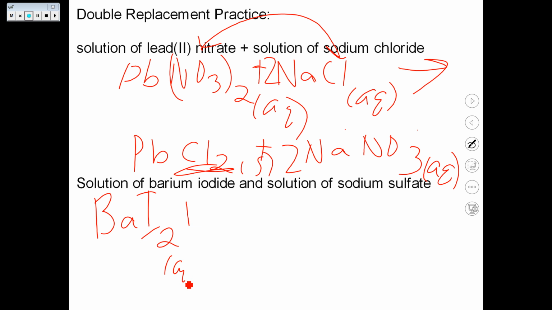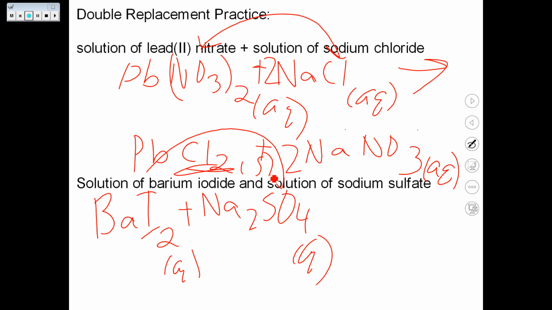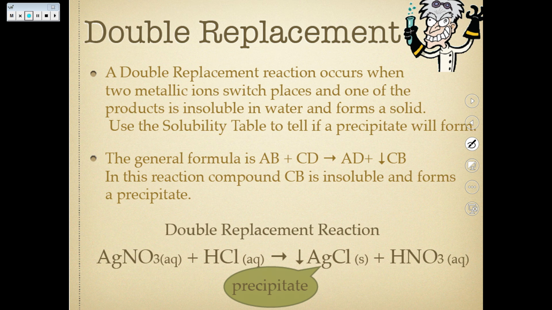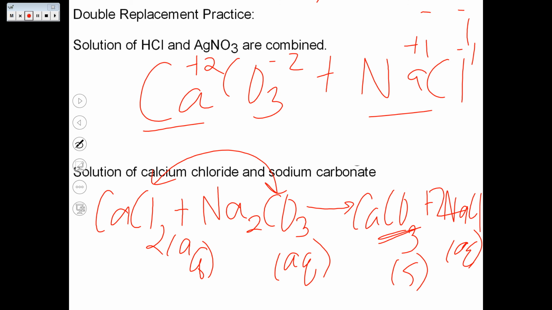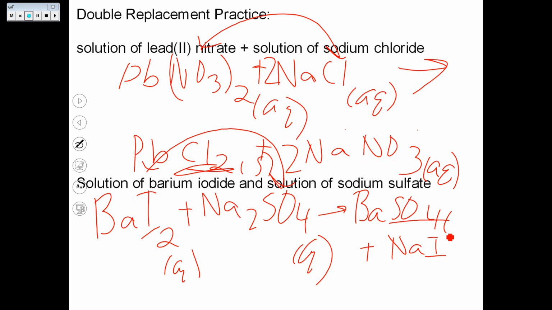BaI2 AQ plus Na2SO4 AQ. The Ba and the SO4 are going to switch places, so we will have BaSO4 plus NaI. You're going to look up the sulfates, barium sulfate back here on the solubility chart. Sulfates are here. All are soluble except Pb and Ba. There it is. So if it is all soluble except that, then that's going to be a solid, and then your NaI is going to be AQ.